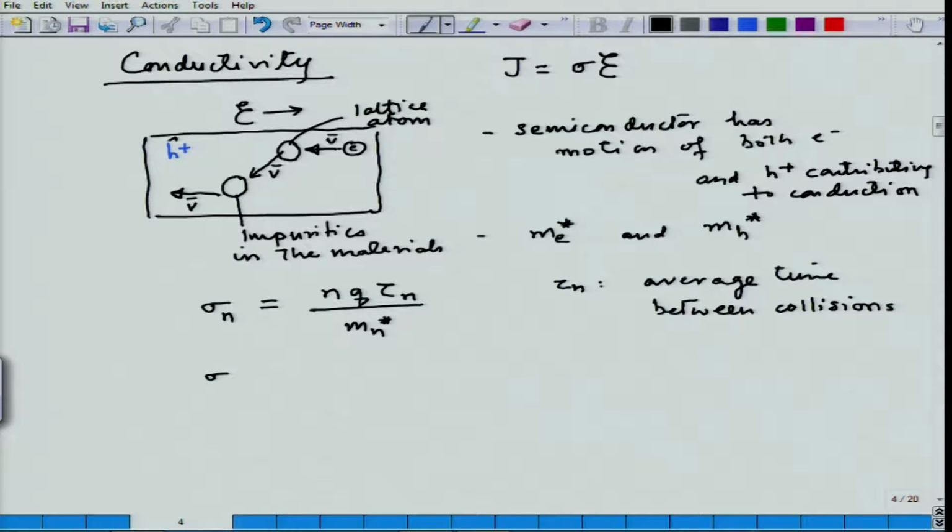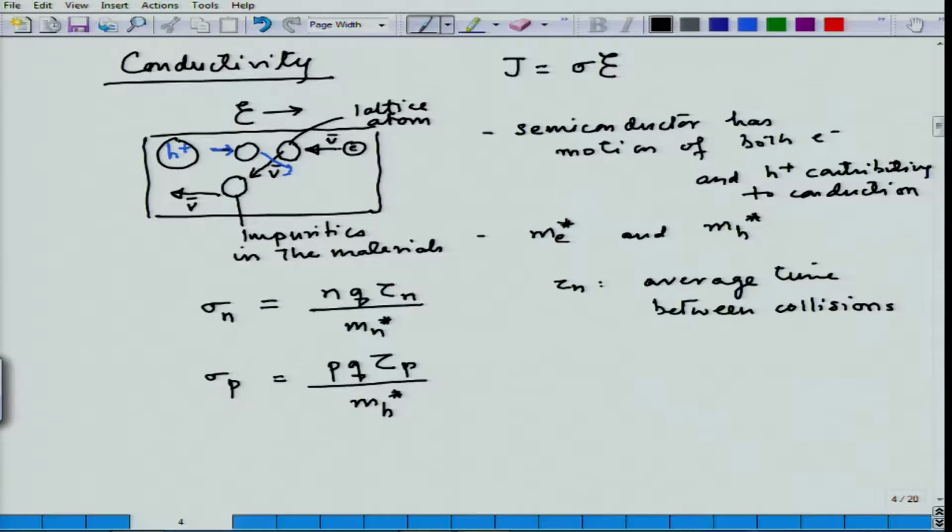It will be accelerated and then it will have a collision, and so on and so forth. Similarly, I can write for holes: the carrier concentration of holes in the material, the charge, the average time between collisions for holes in the valence band, and the effective mass of hole in the valence band.